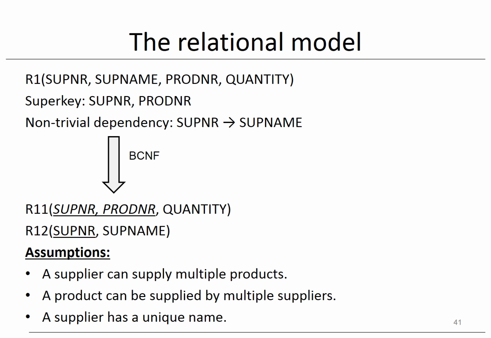Moreover, we have a non-trivial functional dependency between subnumber and subname. The relation is thus not in Boyce-Codd normal form. To bring it in Boyce-Codd normal form, we remove subname from R1 and put it in a new relation R12 together with subnumber as the primary key. The relation R11 can be called supplies, and the relation R12 can be referred to as supplier.